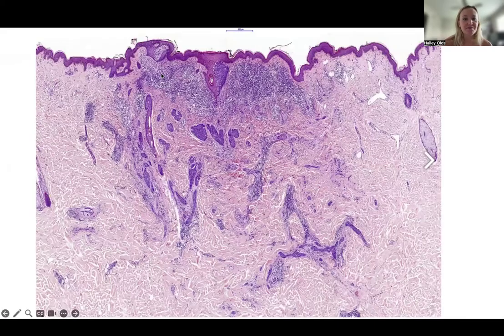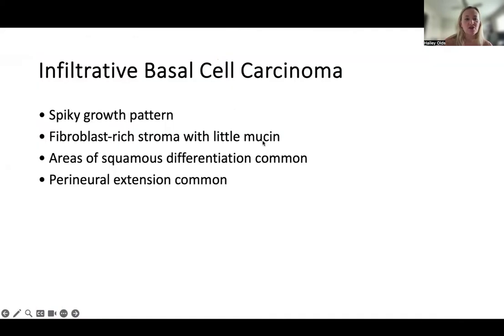Okay, so again, you see that this is a proliferation of basaloid cells, but it's really going deep, and these little strands are going deeper down into the dermis. So this is infiltrative basal cell. They call it a spiky growth pattern. And you still have the fibroblast-rich stroma, not as much mucin in this one. And then you may see perineural extension or areas of squamous differentiation.